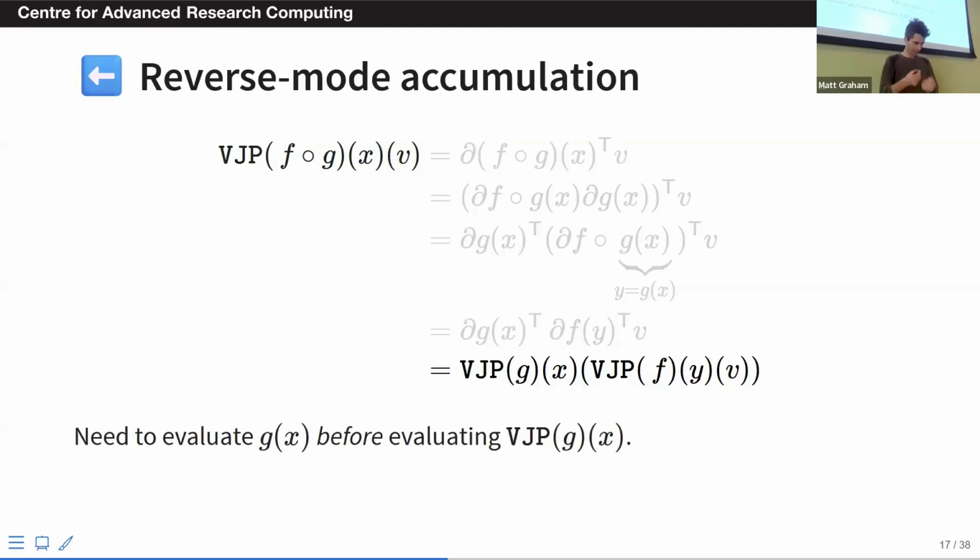And so the key difference compared to the Jacobian vector product is that now we first evaluate inside the parentheses the vector Jacobian product of f. And at that point, we need to already know y, and y is g of x. So we're now out of sync. We're propagating derivatives through f, but we need to know the derivative of g.